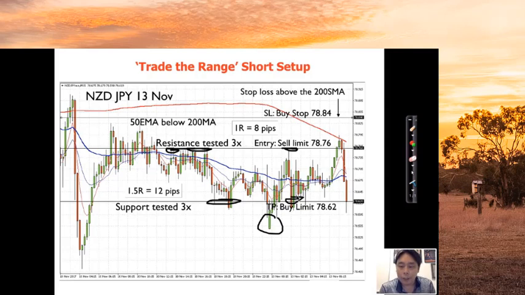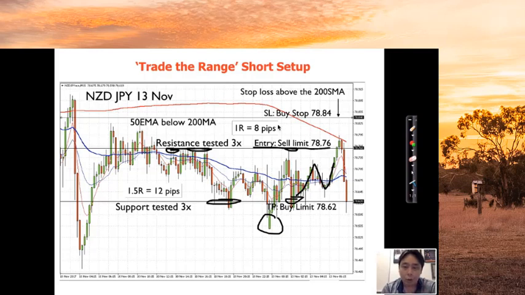So I noticed the price was going up here, and it was going back to 78.76, where I saw it had been a previously strong resistance. So I placed my sell limit order at 78.76. So if it reaches 78.76, it would trigger my sell limit order. I'll get filled, and I anticipate it will come back down again. So that was my entry price.